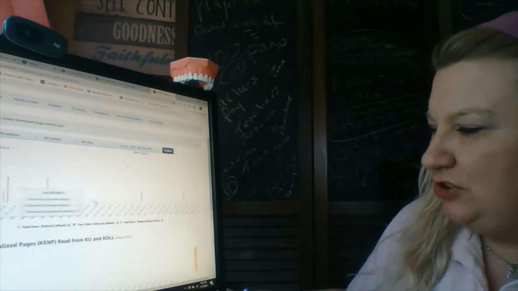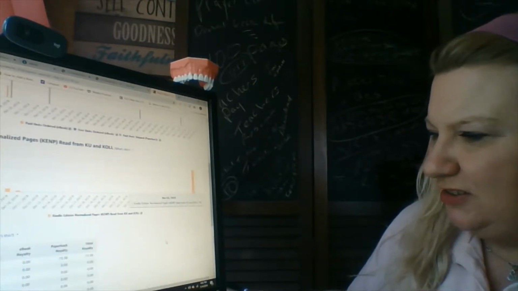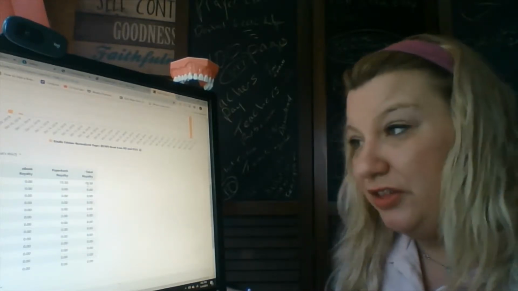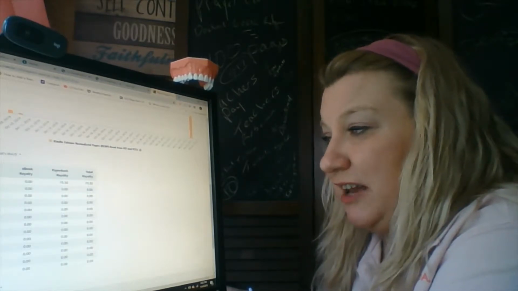Sales dashboard. It shows you everything. Okay, someone just read 66 pages. Right now, I'm at 73.38 for the month, and it's only November 4th. So I'm telling you guys, this is extra income.